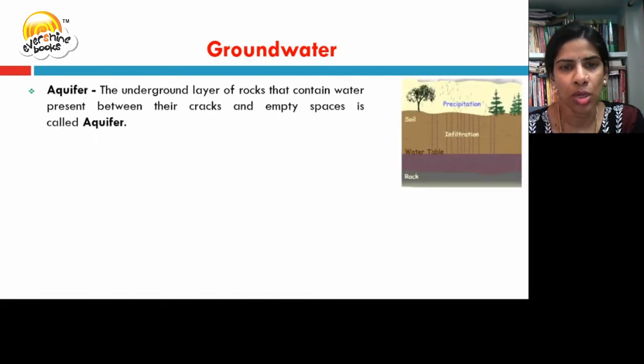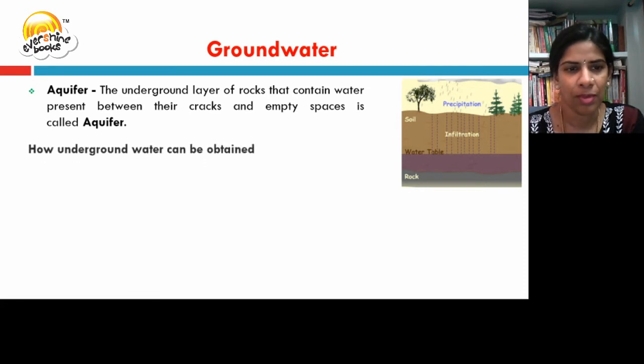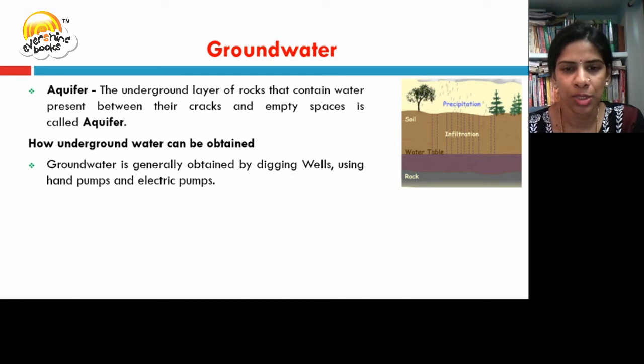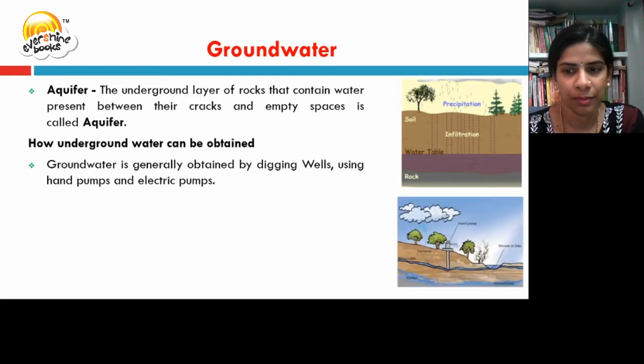Aquifer: the underground layer of rocks that contains water present between the cracks and empty spaces is called an aquifer. The picture shows how the water enters the water table through infiltration. Let us now discuss how underground water can be obtained. Groundwater is generally obtained by digging wells, using hand pumps and electric pumps. You can see the picture showing an aquifer. It is an underground layer of rocks. There is water between the cracks and empty spaces. That we call an aquifer.